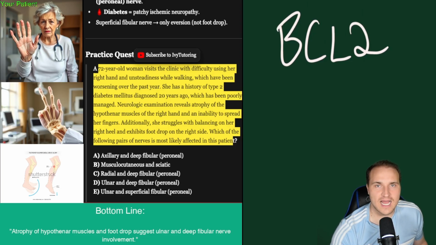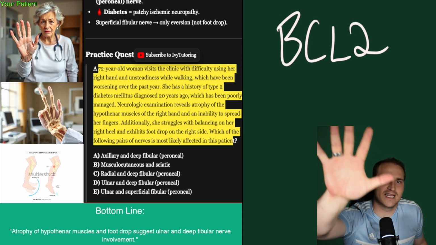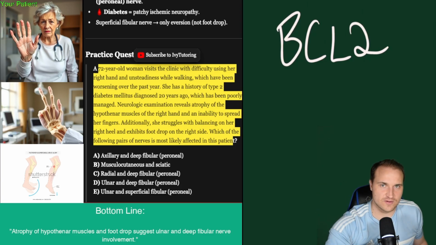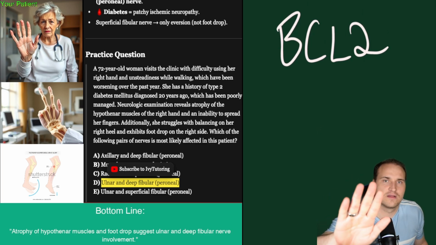In the hands, the hypothenar atrophy and inability to spread your fingers lets us know that it's an ulnar nerve palsy. And in the leg, that's foot drop, and so there's difficulty walking on the heel. That's going to be ulnar. Inability to spread the fingers, that's the interosseous weakness of the ulnar. So you check it out, ulnar.